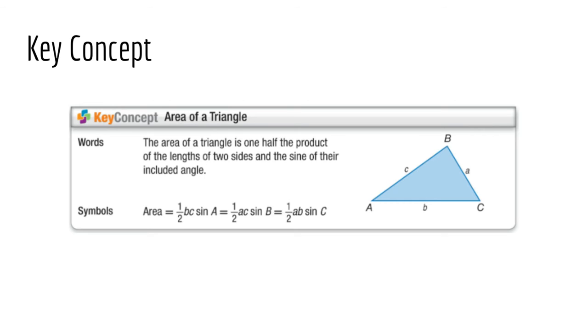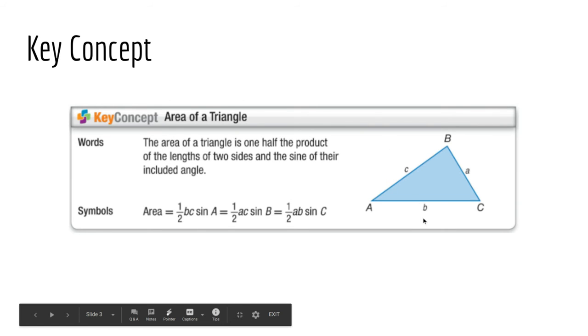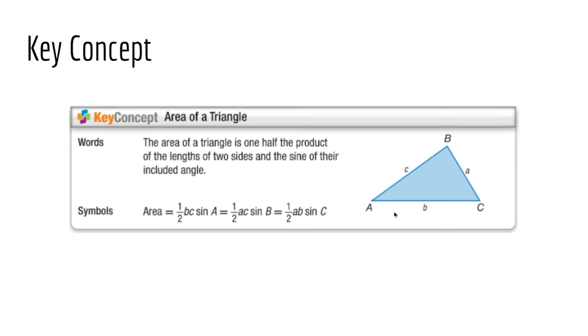So to find the area of a triangle, typically you would do 1/2 the base times the height. That 1/2 is still there, but now instead of using the base times the height, you're going to use two sides and your included angle. So let's say I was using sides B and C. B and C are two sides. They create angle A right here. Angle A being the included angle in between the two sides. So your included angle is the angle that falls in between your two sides.